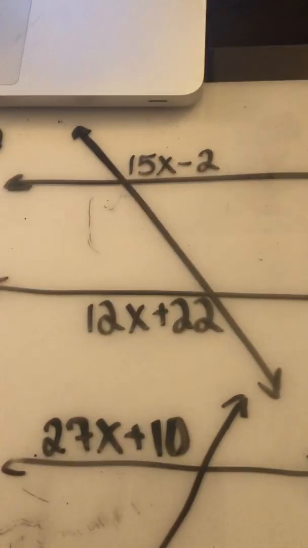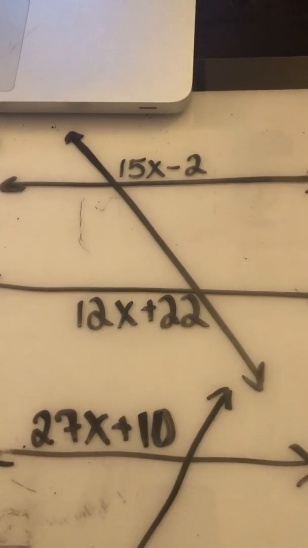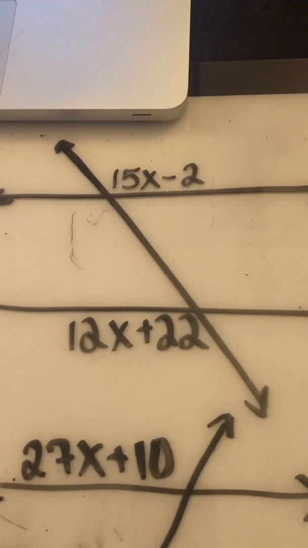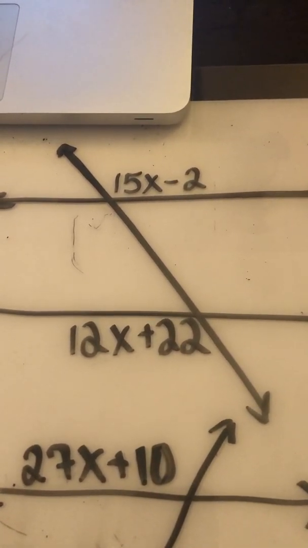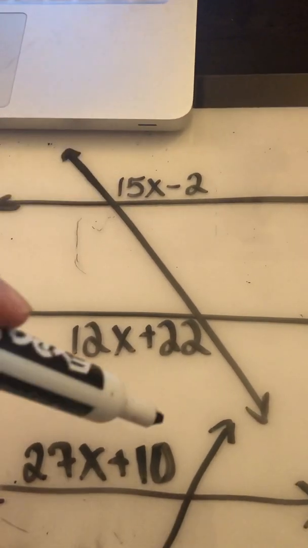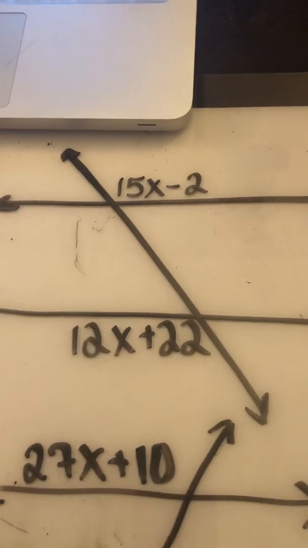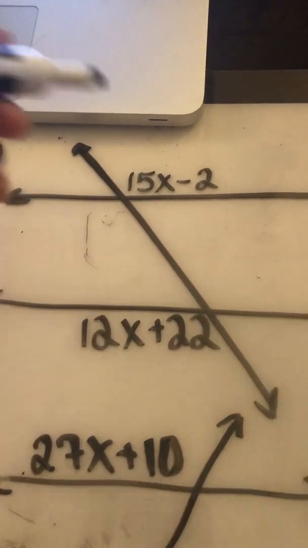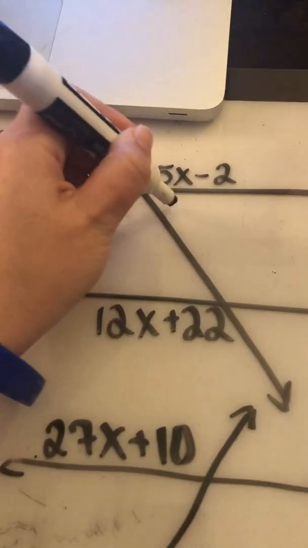Number 3 looks like this. Again, you're going to look at the diagram, decide what their relationship is. I'm noticing that they are alternate exterior because they're on opposite sides. They're outside of the parallel lines, and they are non-adjacent. You can also do the dot test, right?